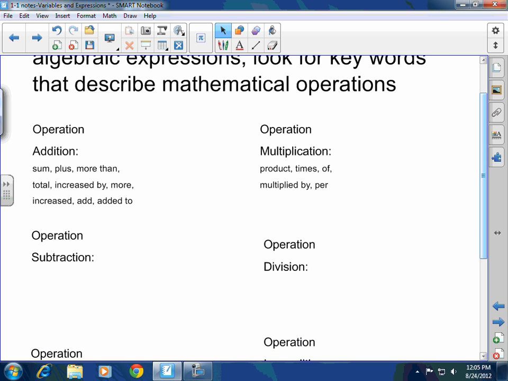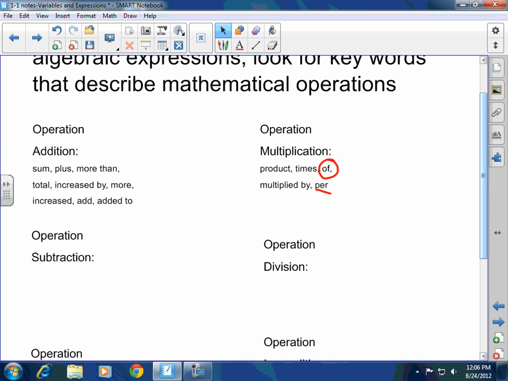Multiplication: product, times, of is huge. Multiplied by and per. Per can be used for both multiplication and division, depending on the sentence. For example, if I tell you Best Buy is selling CDs at $5 per CD, and you buy 10 CDs, how much do you pay? How did you get that? What does that per indicate? Times, multiplication, very good.